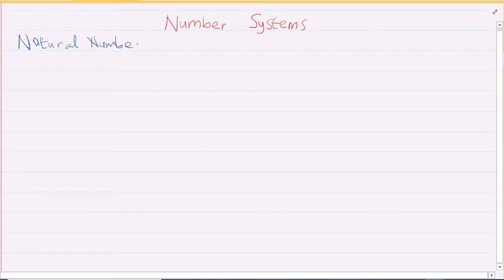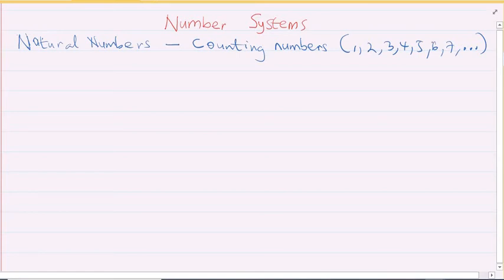What comes to your mind when you hear this word, natural numbers? Natural numbers are simply counting numbers, the numbers you count every day. Counting numbers are the natural numbers, and they are your 1, 2, 3, 4, 5, 6, 7, and so on. So natural numbers are counting numbers. Is that clear?